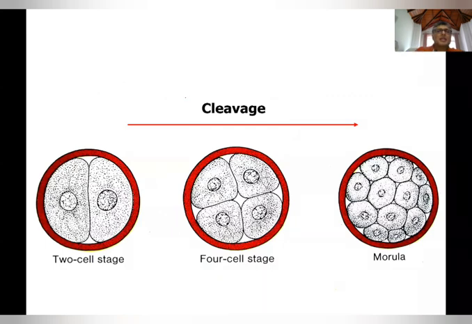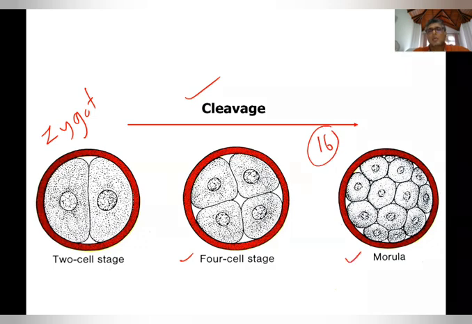And this term cleavage, it's not a difficult term. It means multiplication. Okay, cleavage means multiplication of cells. So this two-cell stage, zygote stage, multiplies and produces a four-cell stage. Then it further multiplies, producing 8 cells like that. Then when it reaches around 16 cells, you call it morula.